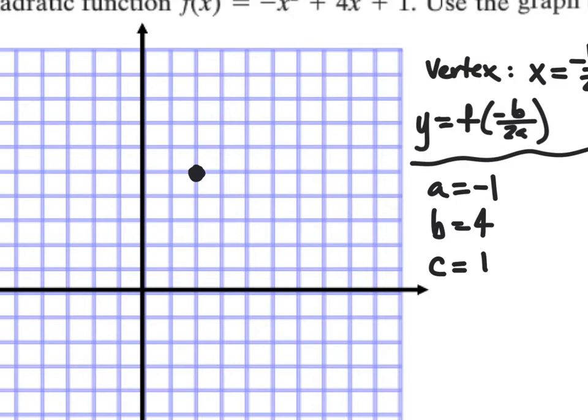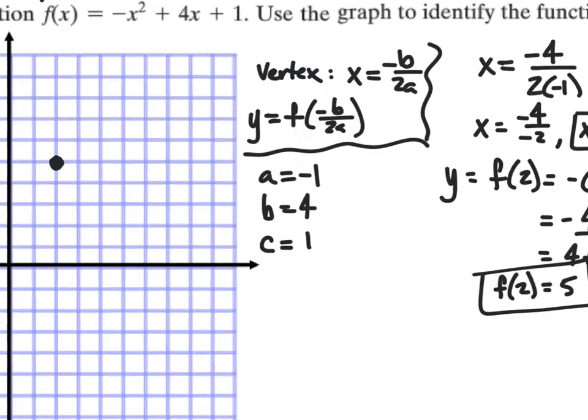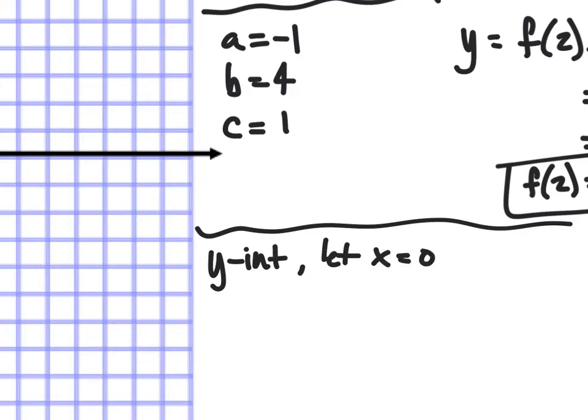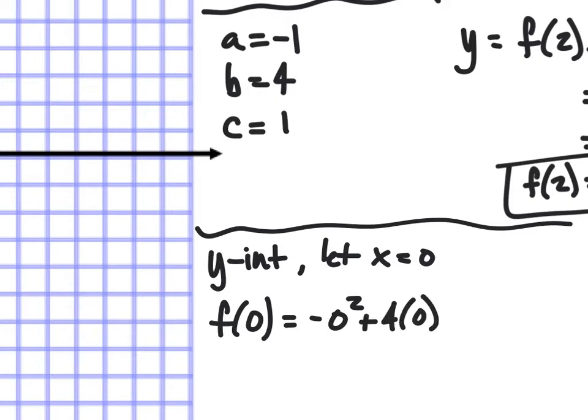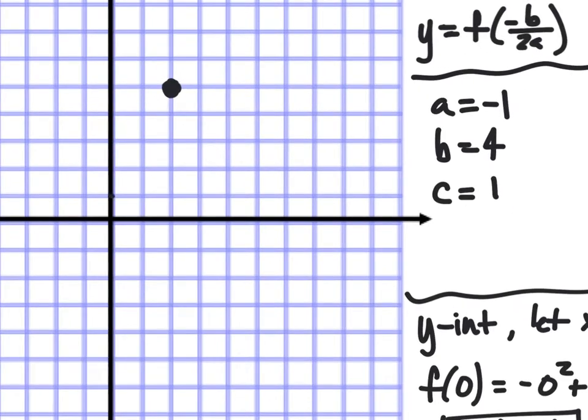Okay, so the other thing that I want to do to graph my function is find our y-intercept, okay? We just want to let x equal 0, so I'm going to plug that into the function. I'm going to find f of 0, so I have negative 0 squared plus 4 times 0, and then plus 1, okay? So f of 0 is equal to 1. That is my y-intercept, the point 0, 1.